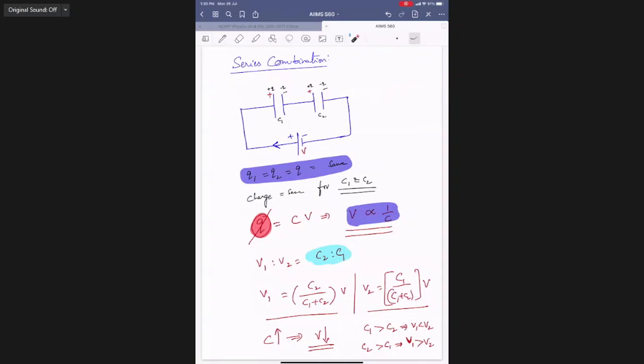Current in the circuit will flow till the capacitors are fully charged. Once they are fully charged, the potential difference stops further flow of charge, and then no current will flow through the circuit. Copy this, everybody. In series combination, which remains constant? Charge.